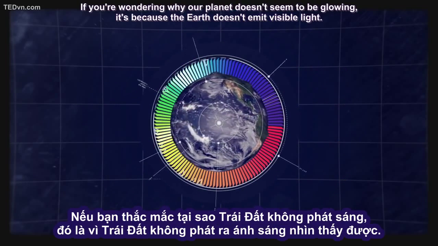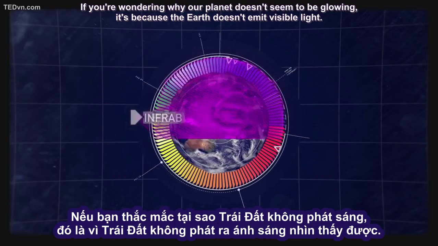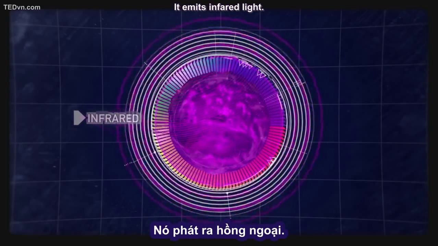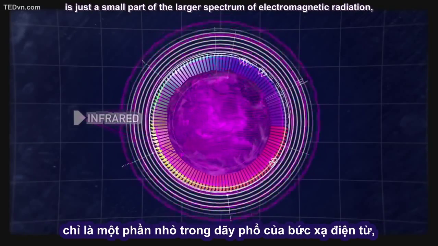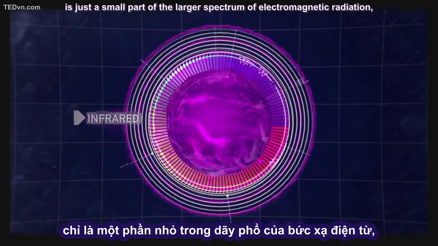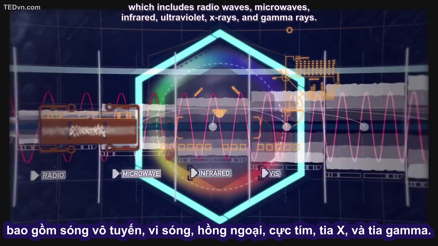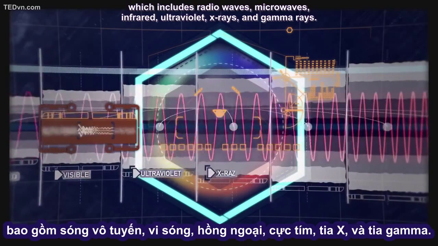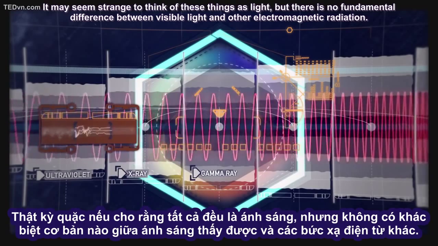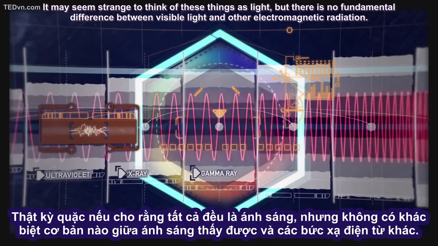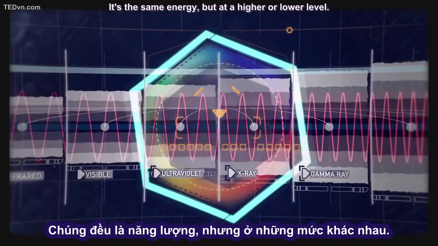If you're wondering why our planet doesn't seem to be glowing, it's because the Earth doesn't emit visible light. It emits infrared light. The light that our eyes can see, including all of the colors of the rainbow, is just a small part of the larger spectrum of electromagnetic radiation, which includes radio waves, microwaves, infrared, ultraviolet, X-rays, and gamma rays. It may seem strange to think of these things as light, but there is no fundamental difference between visible light and other electromagnetic radiation. It's the same energy, but at a higher or lower level.